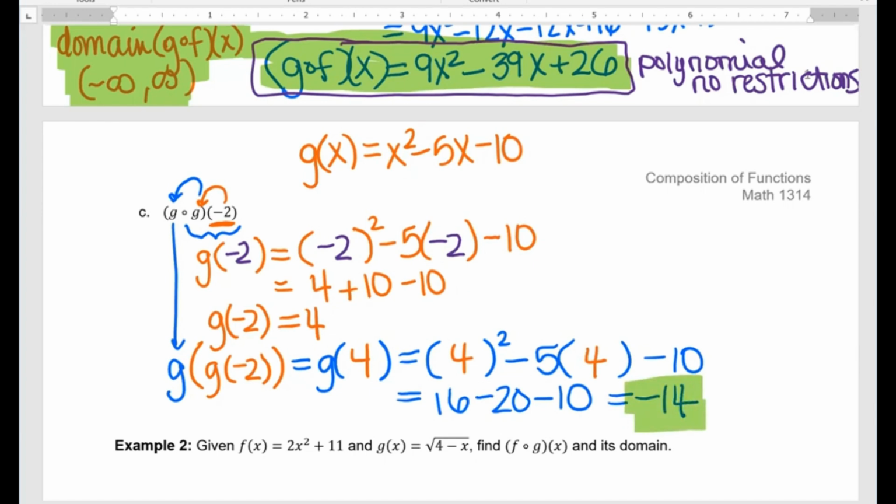Okay? g composed with g of -2 actually gets us -14. The only answer that you would need to put into your homework would be -14. And that's because they gave us the -2. They gave us a number. When they give us a number, we give them a number back. When they give us an x, we give them an x back.